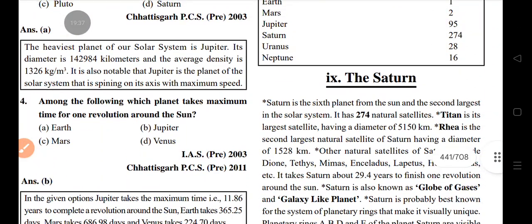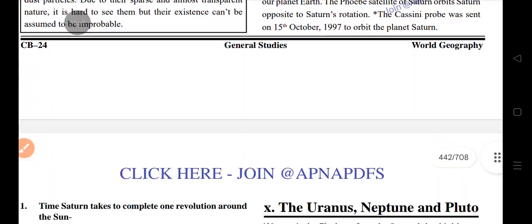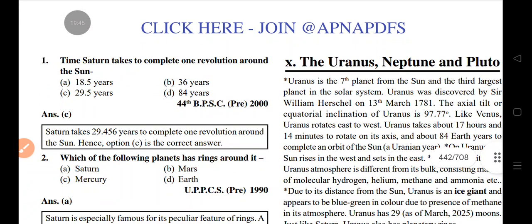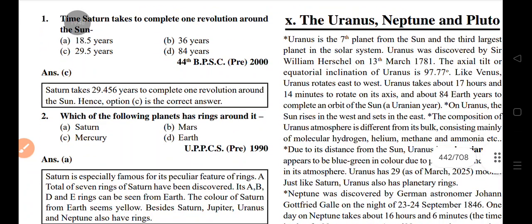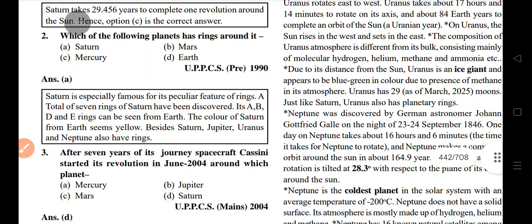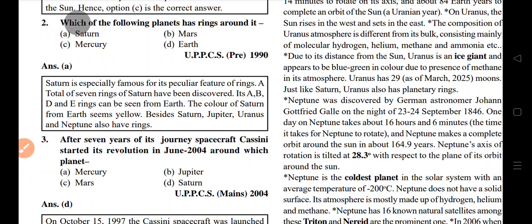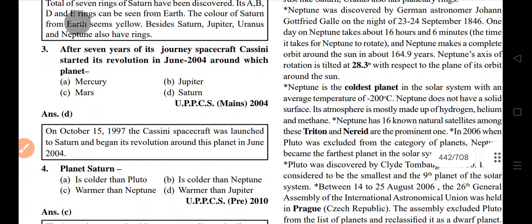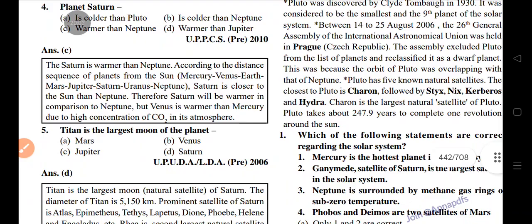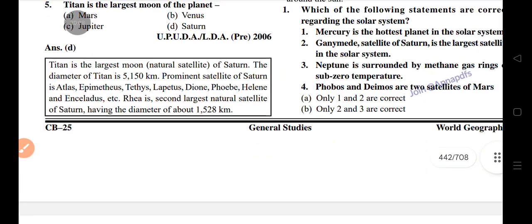Saturn. The time Saturn takes to complete one revolution around the sun is 29.5 years. Which planet has a ring around it? Saturn. After 7 years of its journey, spacecraft Cassini started its revolution on June 4, 2004 around which planet? Saturn. Planet Saturn is warmer than Neptune. Titan is the largest moon of the planet Saturn.